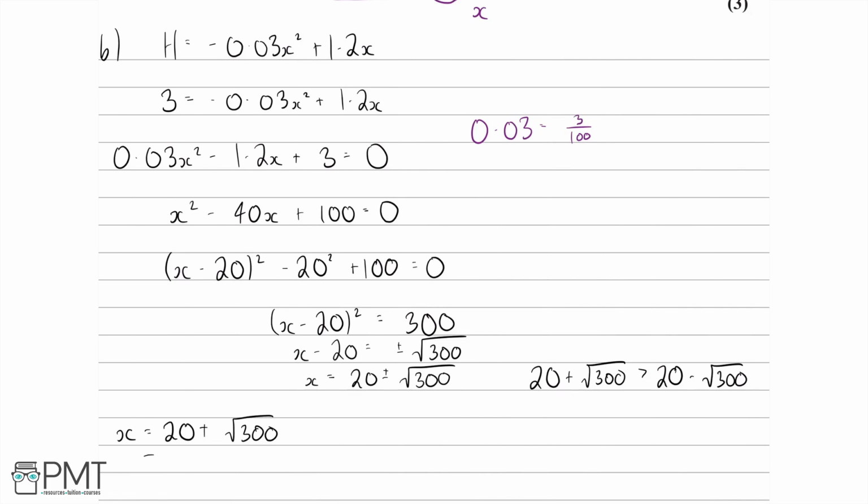And in meters, using a calculator, 20 plus the square root of 300 will give us 37.3 meters to 1 decimal place. And that's it for this question. In terms of the marking, you'll get 1 mark for getting the correct answer. You'll get 1 mark for finding the 2 solutions for x, and you'll get 1 mark for forming the quadratic here, for a total of 3 marks for this question.